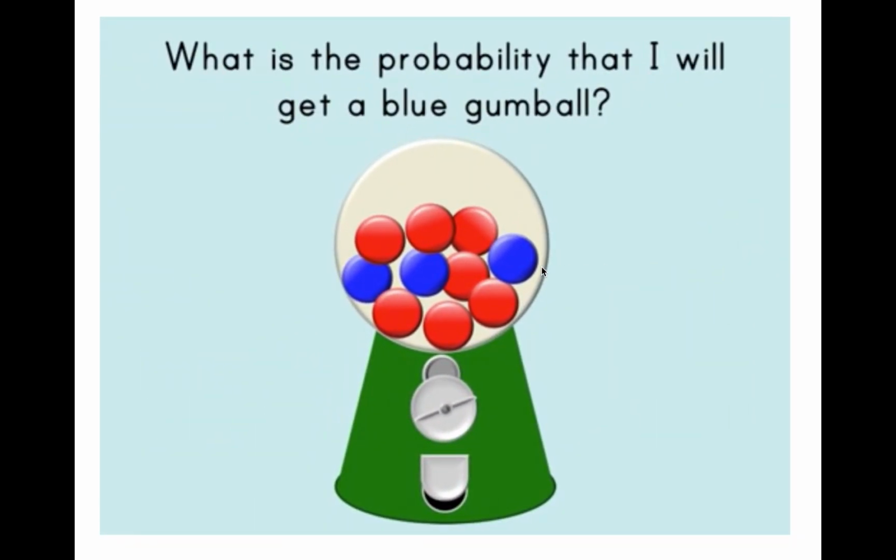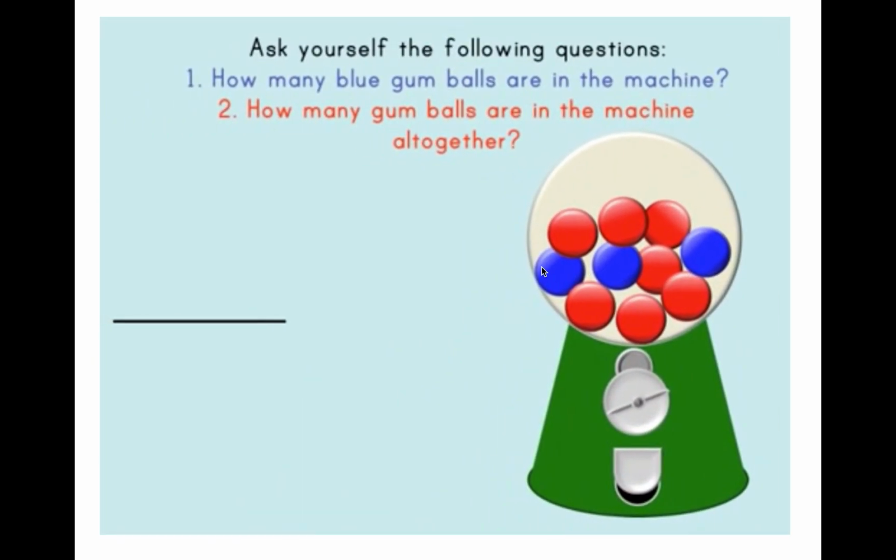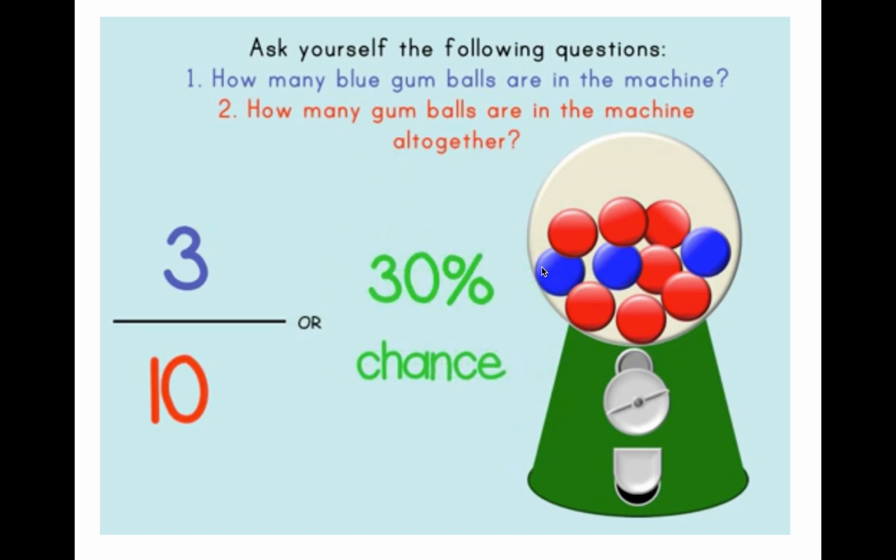Let's look at another example. What is the probability that I will get a blue gumball? Ask yourself the following questions. First, how many blue gumballs do you see in the machine? I see 3. How many gumballs are in the machine altogether? I count 10, 7 red ones, and 3 blue ones. This means the chances of getting a blue gumball are 3 out of 10, or a 30% chance.